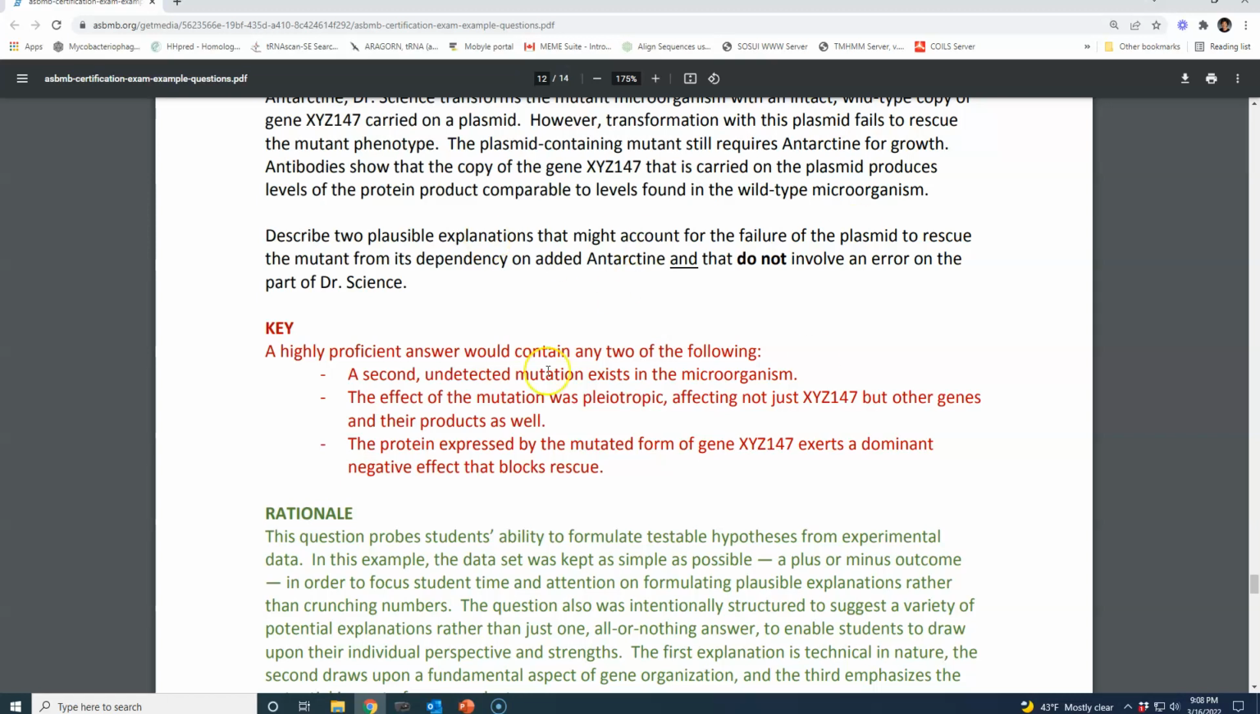Well, maybe there was another mutation. So remember, it's a pretty long pathway. Maybe there's more than one enzyme that's affected. So it affects maybe not just that gene, but other genes.